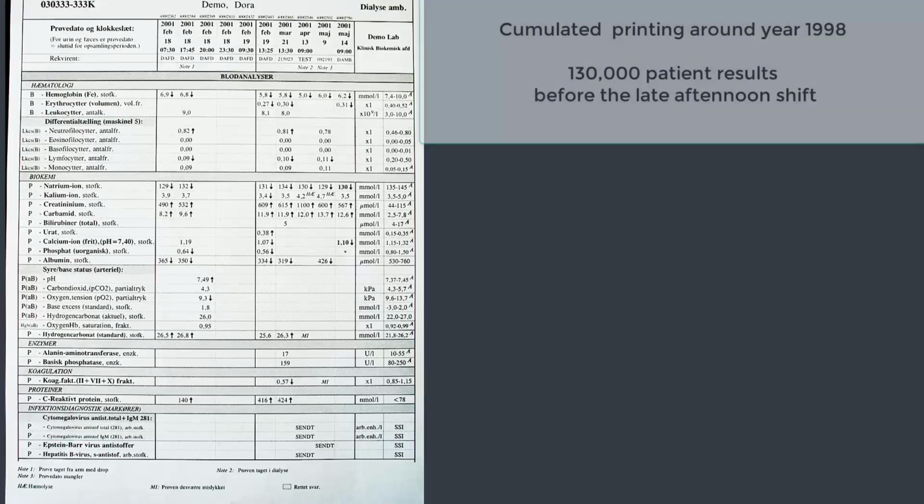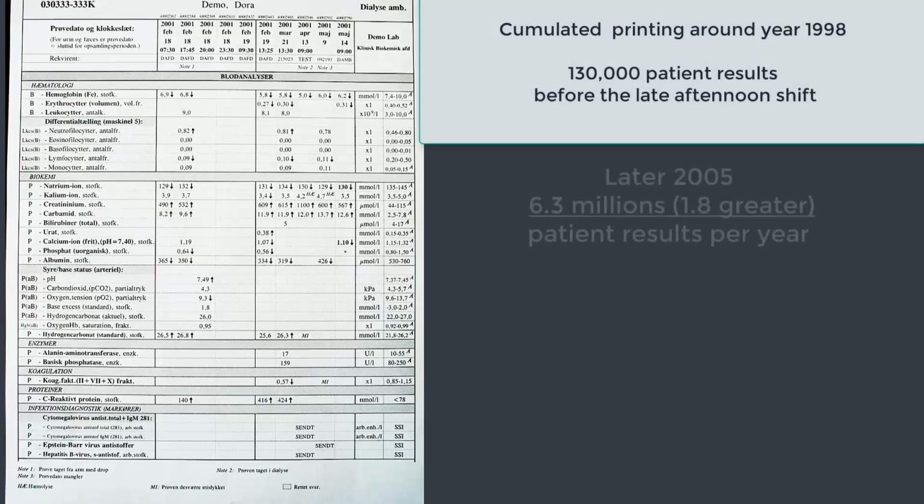About cumulating answers. The cumulating answers have to be printed and distributed within a short time, 1 to 1.5 hours for standard answers. Urgent and expedite answers had special procedures. In '98, approximately 130,000 answers were printed before the end of the late afternoon.